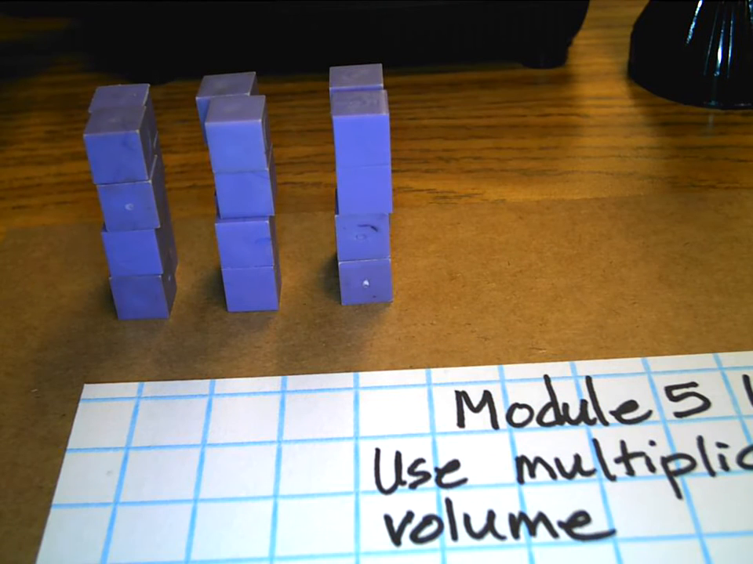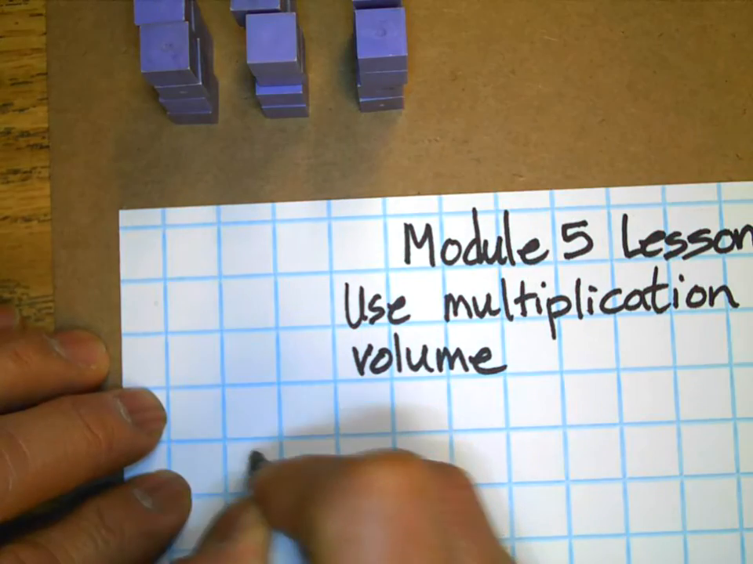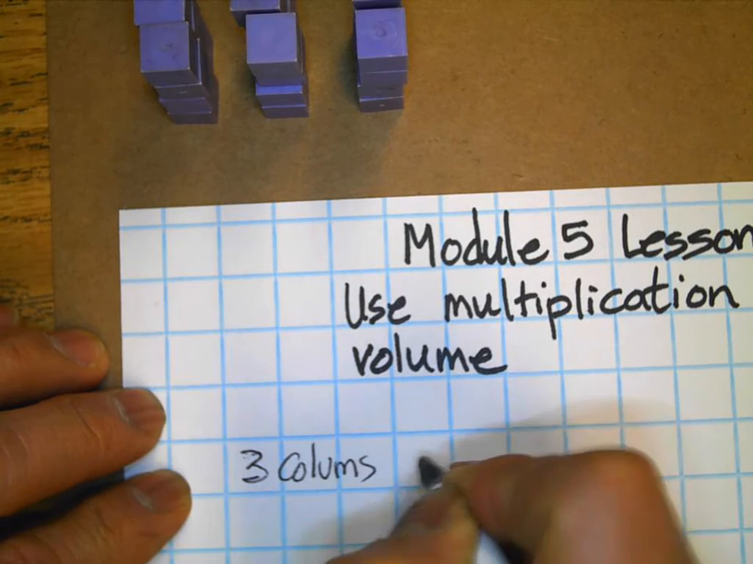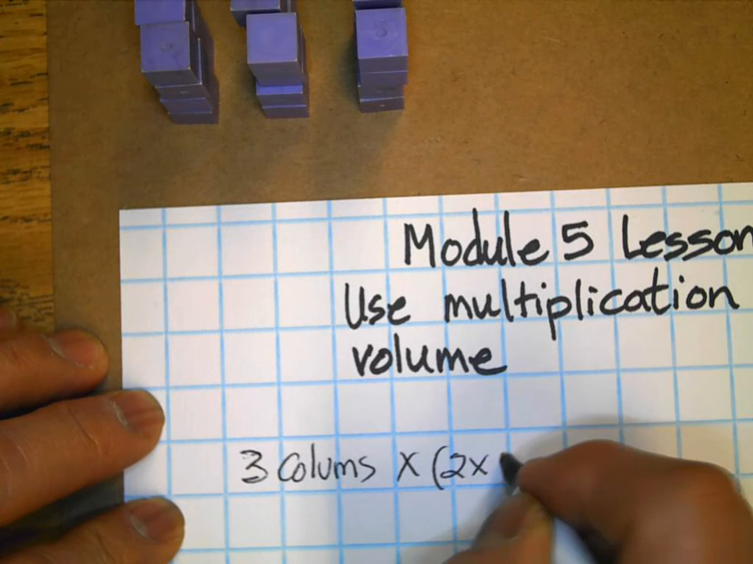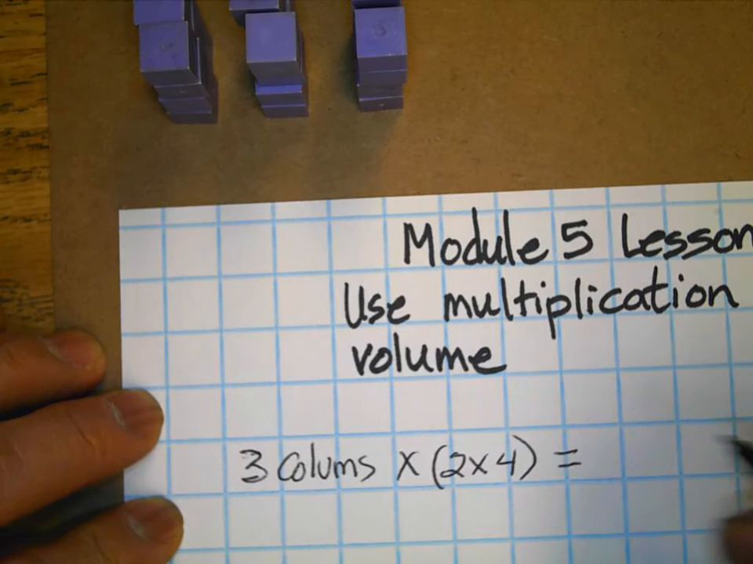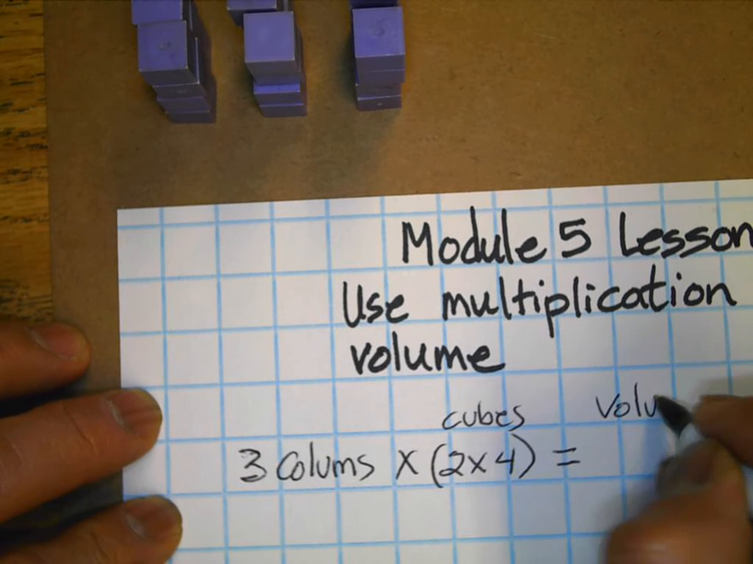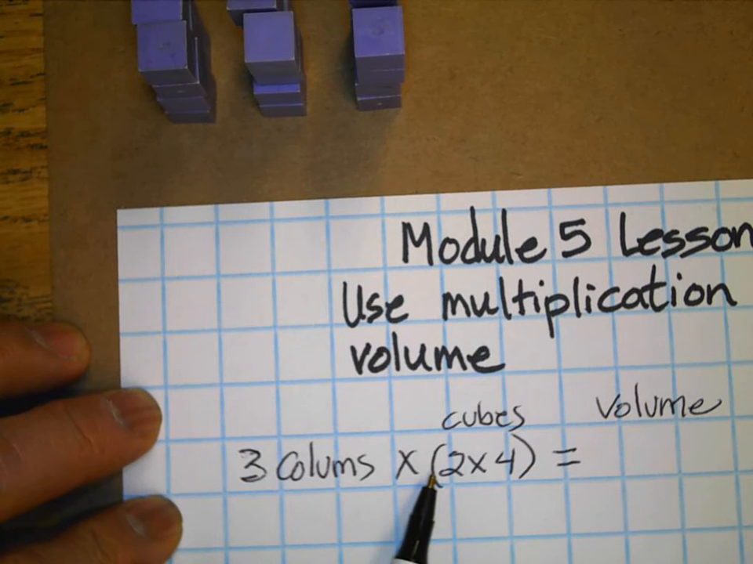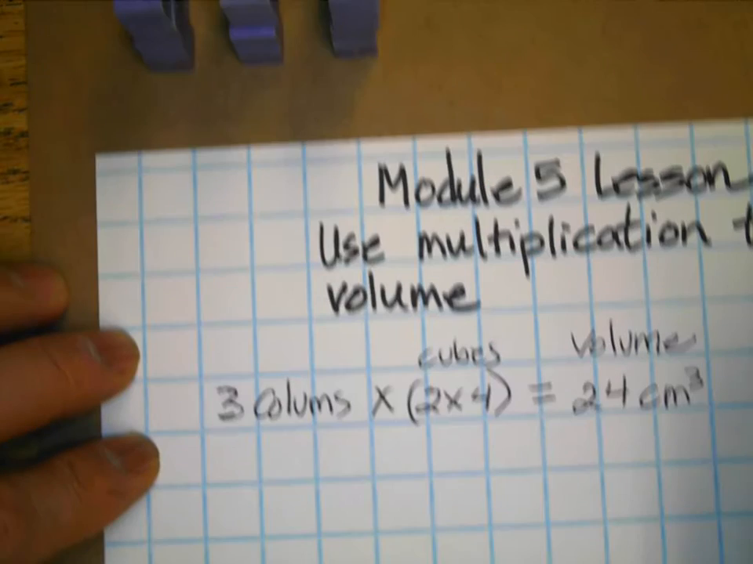So these are what you would call the columns. Yes, the columns. So let's do a mathematical equation. If we're going to show the columns mathematically with an algorithm, we're going to say that we have 3 columns times, we notice that each column has 2 times 4, and that will be 8. And now this will be columns, this will be cubes. Let me label this as cubes. So the volume will be the answer. That will be 3 times 8, that is 24. So that will be 24 cubic centimeters. Okay? So that's because we use columns.